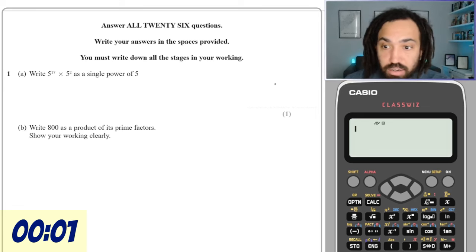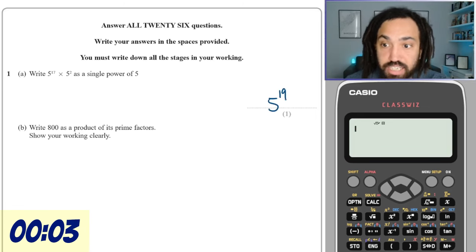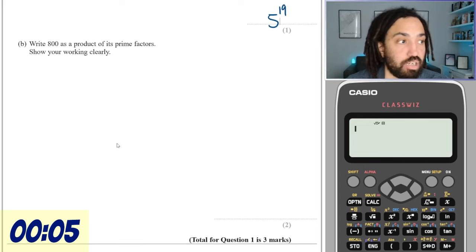Go! Right, write as a single power of 5. So that's 5 to the 19 because you add the powers. Write this as a product of prime factors.